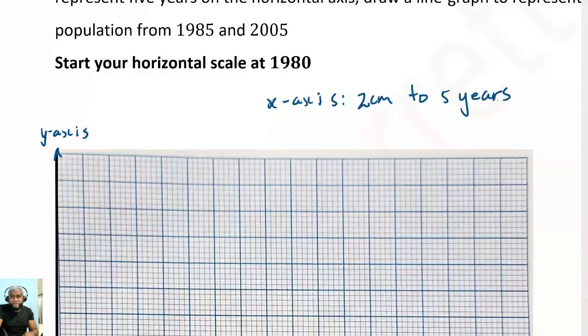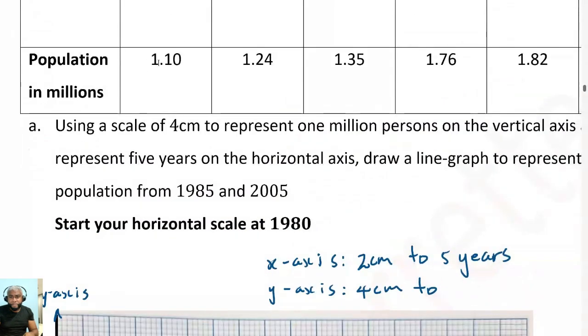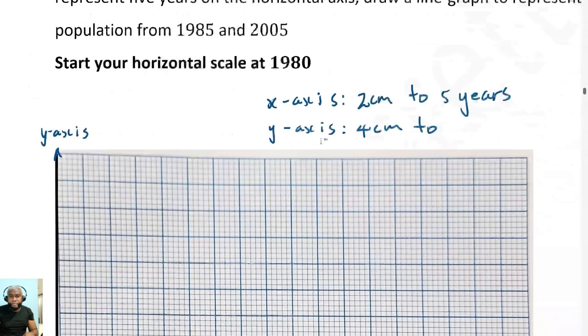5 years. And the y-axis is what? To 1 million. Yeah, to 1 million. All right. So there we go.